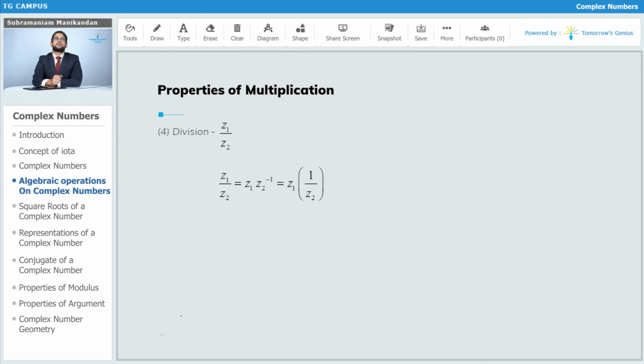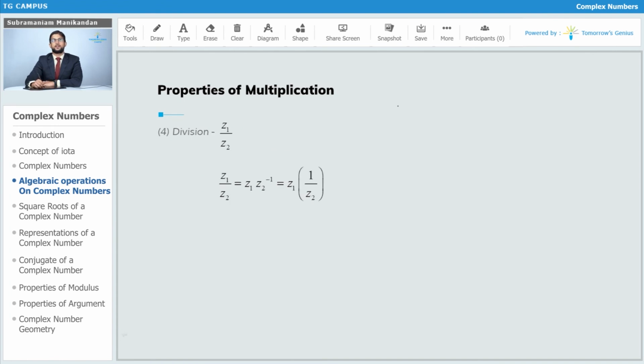Okay. Division. How do we conduct division of complex numbers? So if I have a complex number z1 and I have divided by the complex number z2, then I write it as z1 by z2, which is z1 times z2 to the power of minus 1, which is equal to 1 by z2, and that has to be dealt with in a separate way. So what do we do? We multiply and divide it by the conjugate of the complex number z2 so that you don't have iota in the denominator.